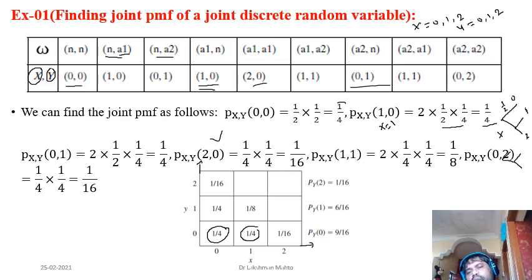Further, if someone is asking the question, what is the marginal PMF? I had already mentioned that if you are willing to calculate marginal PMF of y, then you do row sum. Row sum gives your distribution of y only, that means probability mass function of y. If you do column sum, then that would give marginal PMF of x. So what is the column sum of 1 by 16 plus 1 by 4 plus 1 by 4? You sum it up. It would be 1 plus 4 plus 4, 9 by 16. Easily you can find it.